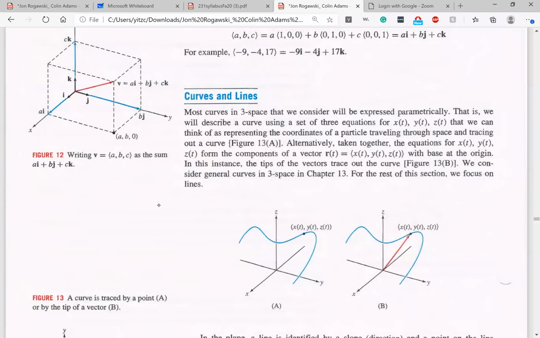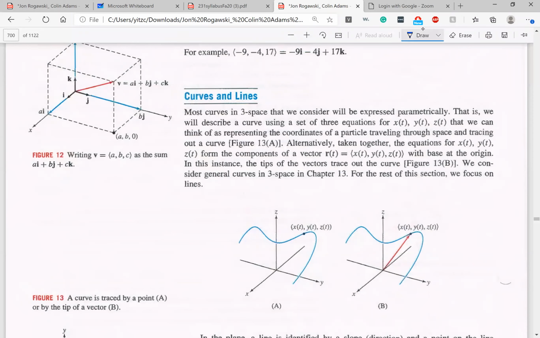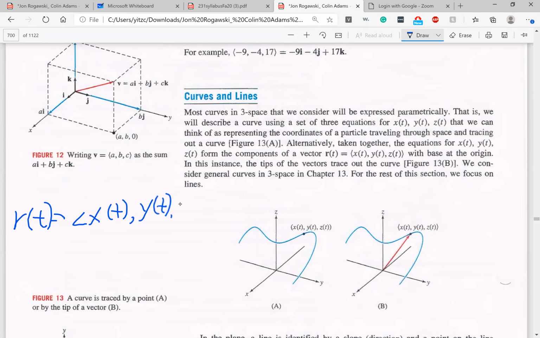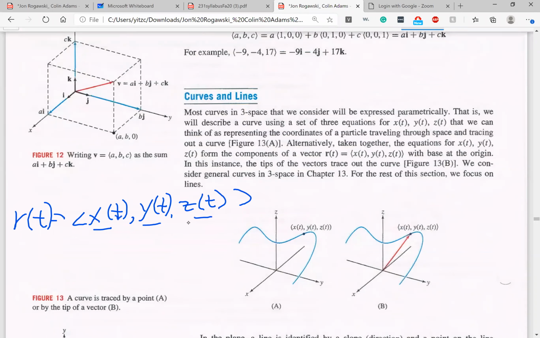So now we have curves and lines. So you can think of a vector, instead of being fixed, you can think of a vector that changes with time. So that's going to be this vector R(t), which is going to be equal to X(t), Y(t), and Z(t). So now each one of these components is going to be changing with this parameter T. So as T changes, these change.